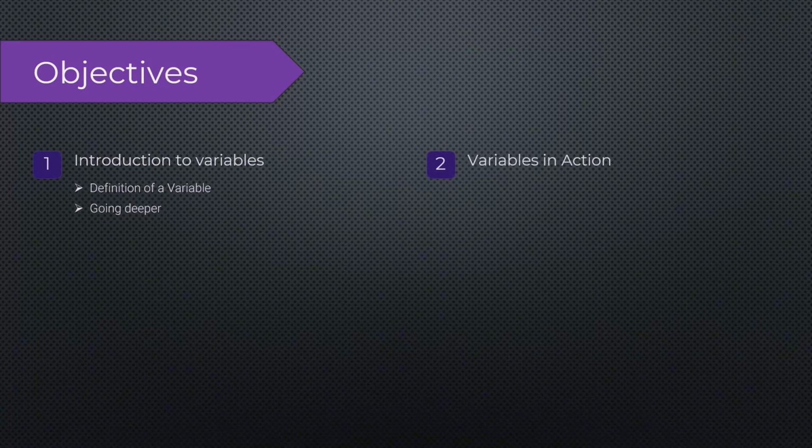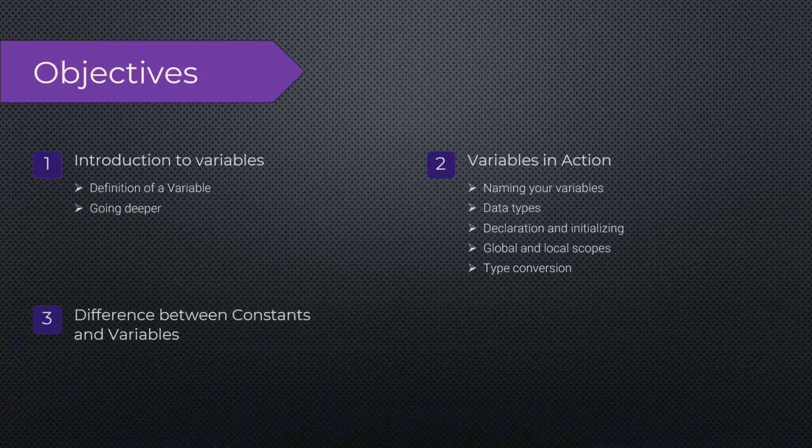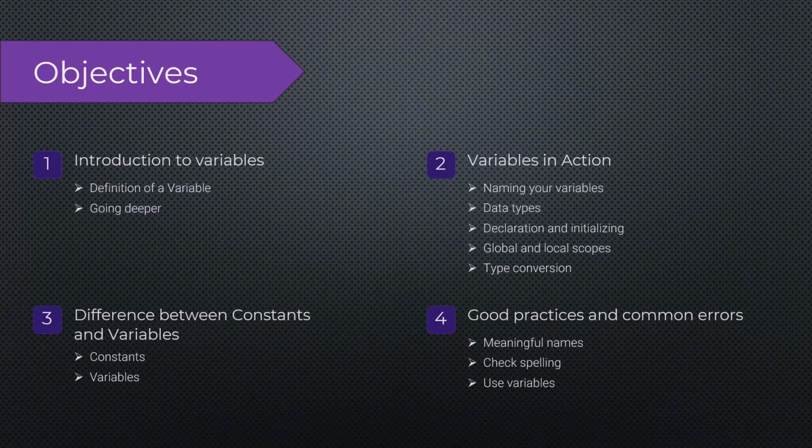Secondly, variables in action. Some areas that we will cover will be naming your variables, data types, declaration and initializing, global and local scopes, as well as type conversion. Thirdly, difference between constants and variables. Some areas that we will cover will be constants as well as variables. And last but not least, good practices and common errors. Some areas that we will cover will be meaningful names, check spelling, as well as to use variables.